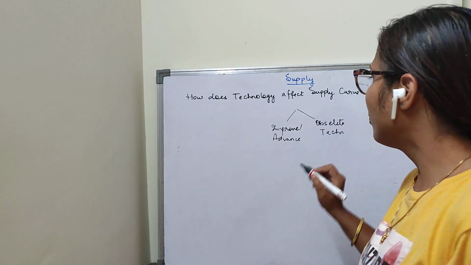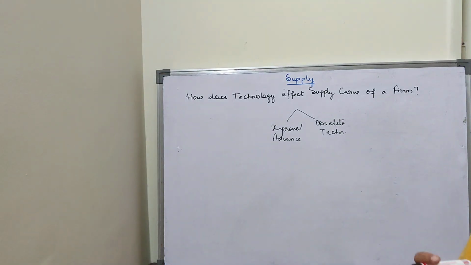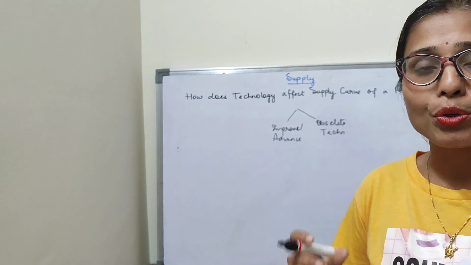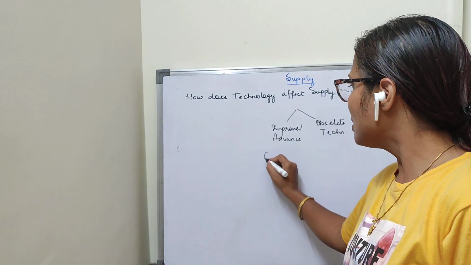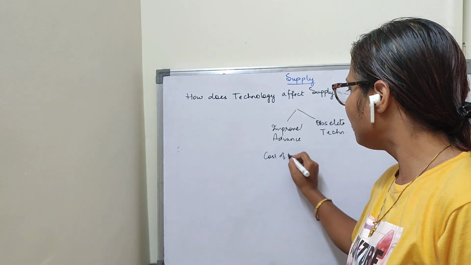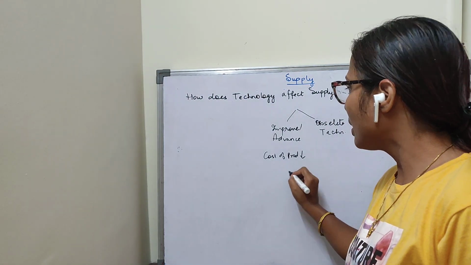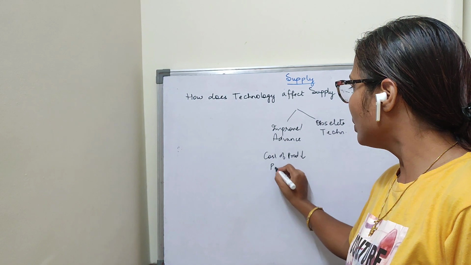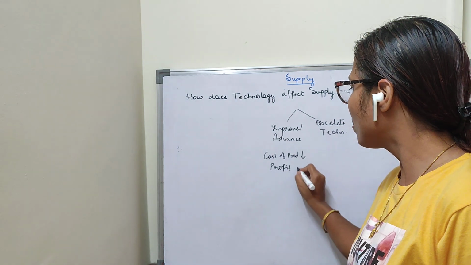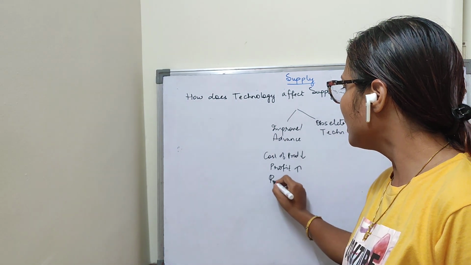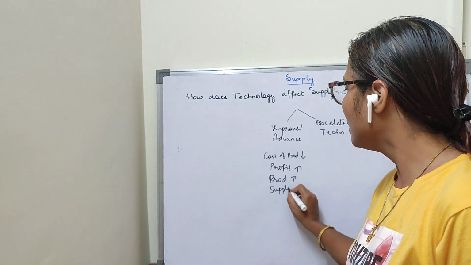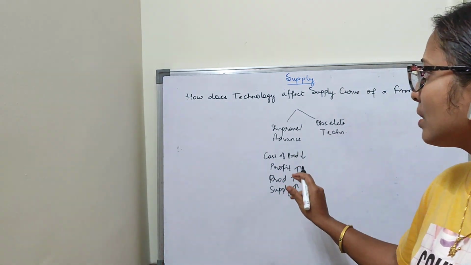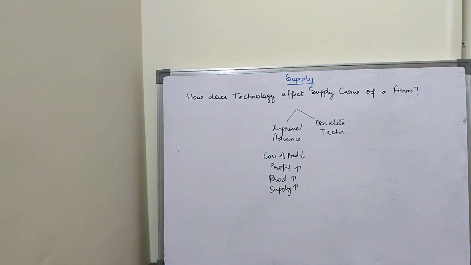So when a firm uses the advanced or improved technology, what happens? Cost of production falls. When cost of production falls, the profit of the producer increases. So profit increases, production increases, and so supply also increases. Clear, children? So this is the version of the improved or advanced technology.